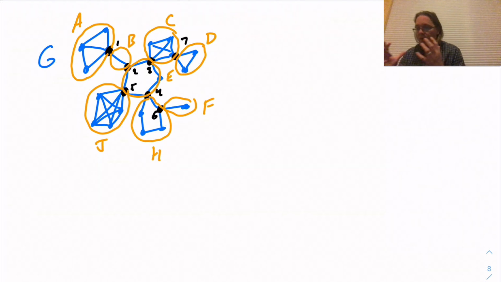Okay, so the block cut point graph is going to be a bipartite graph with two kinds of vertices. You're going to have all the cut vertices of the graph G on one side and all of the blocks of G on the other side, and the natural kind of adjacency. So a block is going to be adjacent to a cut vertex in my block cut point graph if in the original graph that block contains the vertex. This is a super loaded thing to say, but it's actually very simple.